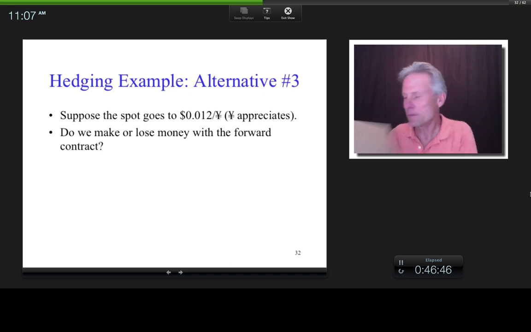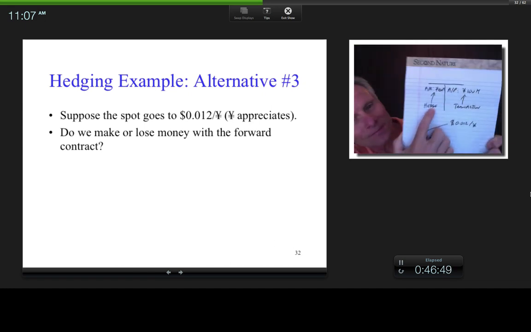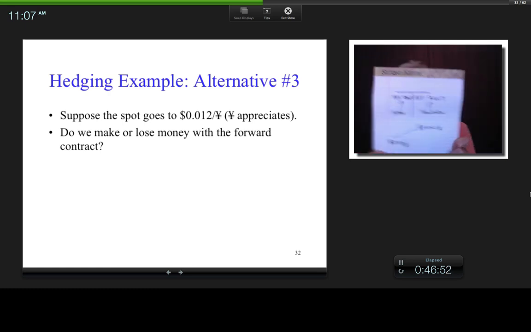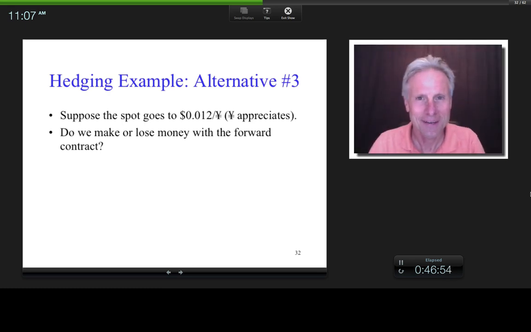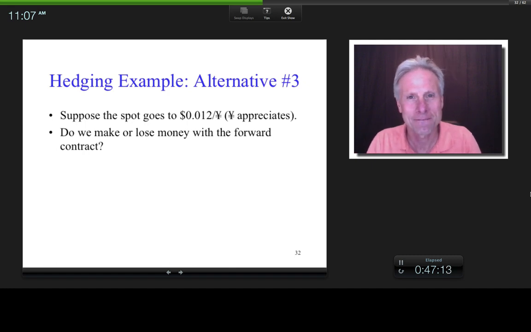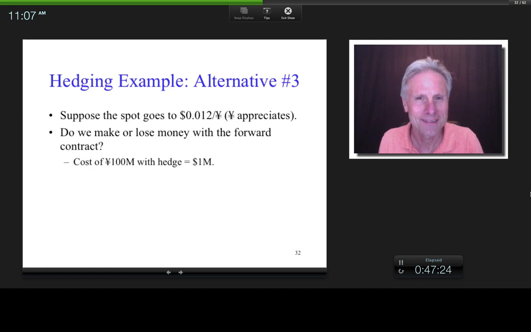Well, on the forward side, we're long yen. And if the yen appreciated, in other words, it went up in value, when you're long something and that something goes up in value, have you made money or lost money? You've made money, right? And so let's see how this works. With the forward contract, what exchange rate have we locked in? $0.01 per yen, right? Which means that to buy the 100 million yen, we're going to have to come up with how many dollars? $1 million, right?